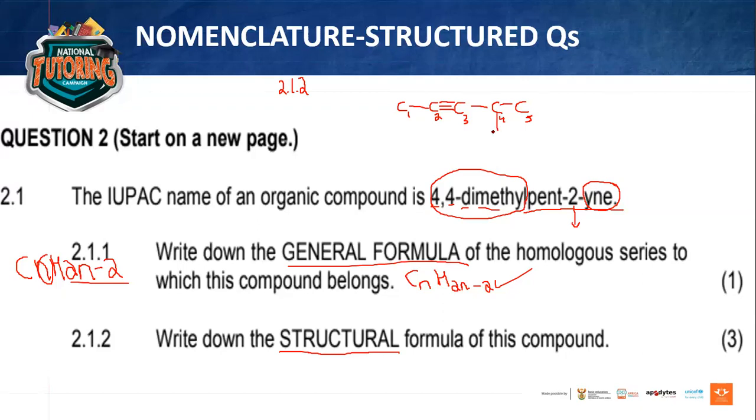I'll put the methyl substituent. Meth means 1 carbon. I'll go again on carbon number 4. I must put another methyl substituent. And the only thing that is left is for me to put my hydrogens. And please make sure that around each carbon atom you have 4 bonds.